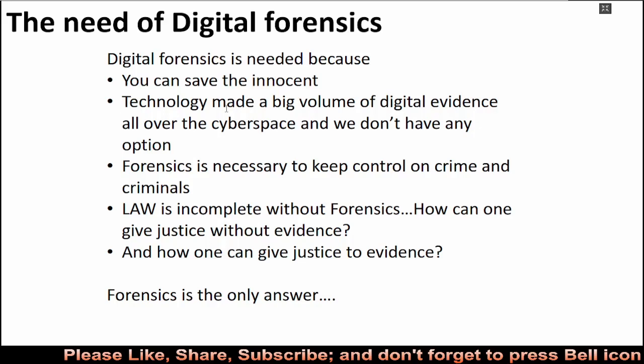So technology makes a very big volume of data. When we say digital evidence, we are talking about a very big volume of data spread over a distributed network, and we don't have any other option. Without collecting this digital evidence you can't even go forward.